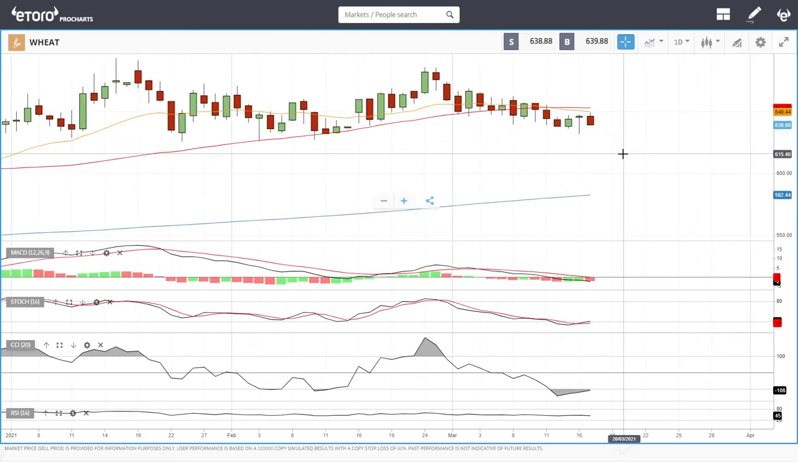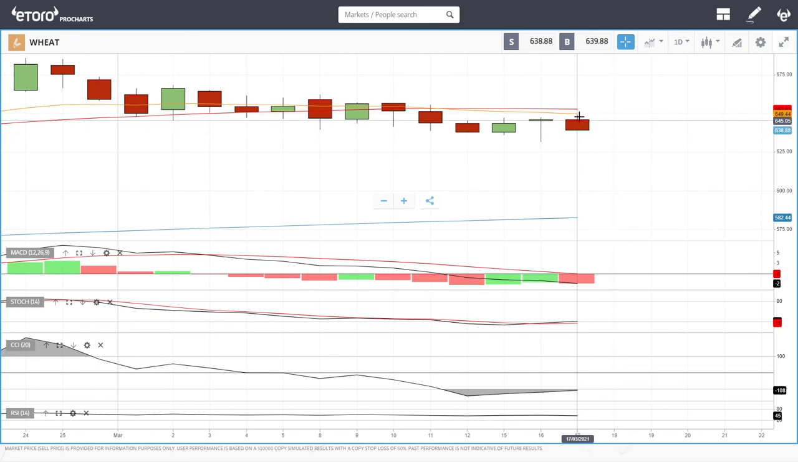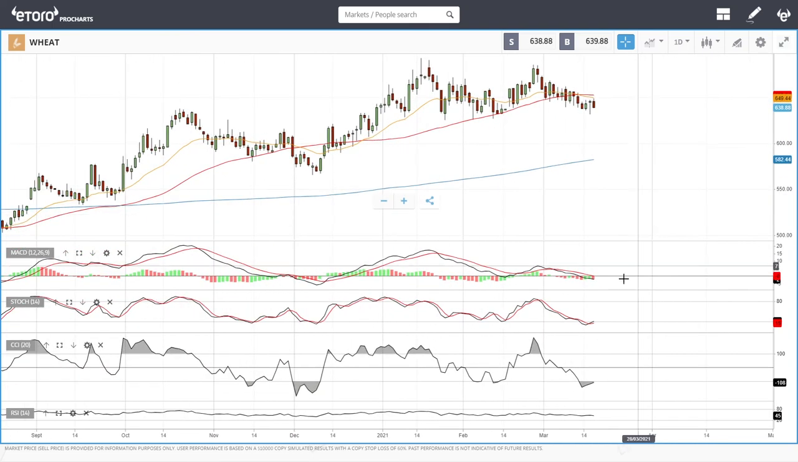So yes, wheat, it has problems rallying above the 20 exponential. We did rally towards the 20 exponential and then broke down quite heavily. And this is a really bearish candlestick. So we're trading at 638 at this current stage. Technical indicators, they are bearish. For example, the MACD, stochastic has turned around and has crossed the signal line. CCI is still underneath minus 100, so it's still bearish. And the RSI is flat.